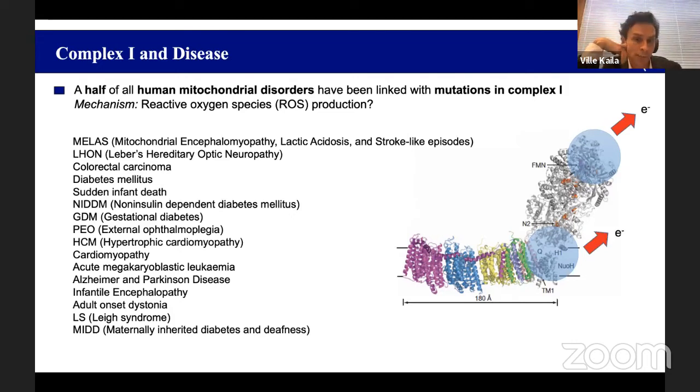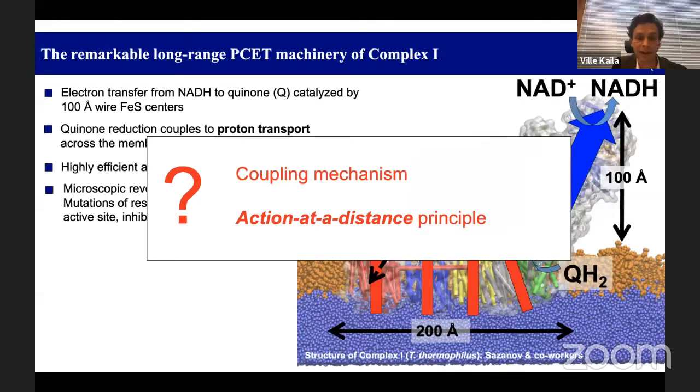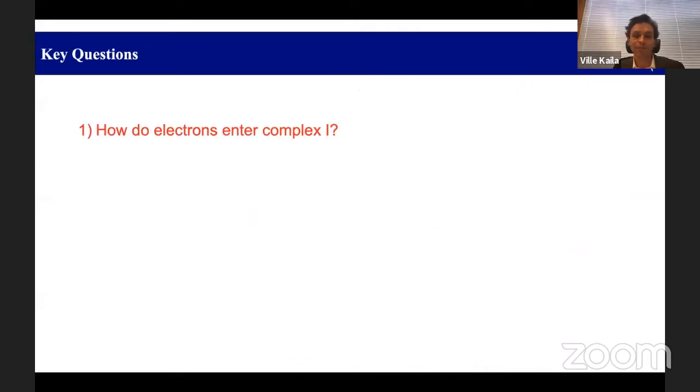And one possible explanation related to this is that under some conditions, electrons leak out from this enzyme, and they of course cause reactive oxygen species and harmful effects in the cell. So what we would like to understand is how can this machinery have couplings across such big distances? What is the mechanistic principle of such a system?